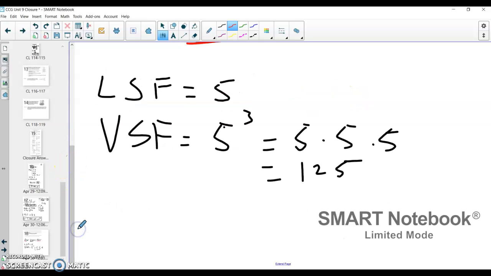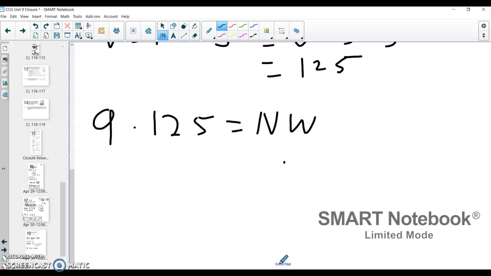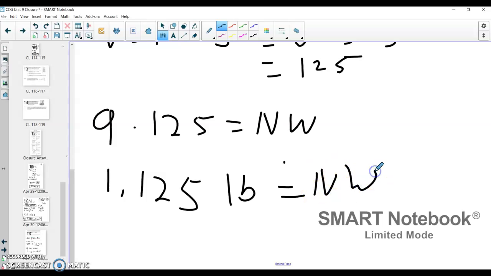And so my original weight was 9 pounds. We'll multiply that by my volume scale factor of 125, and we'll find my new weight, which, if I do the multiplication here, I get 9 times 125, which gives me 1,125 pounds is my new weight.